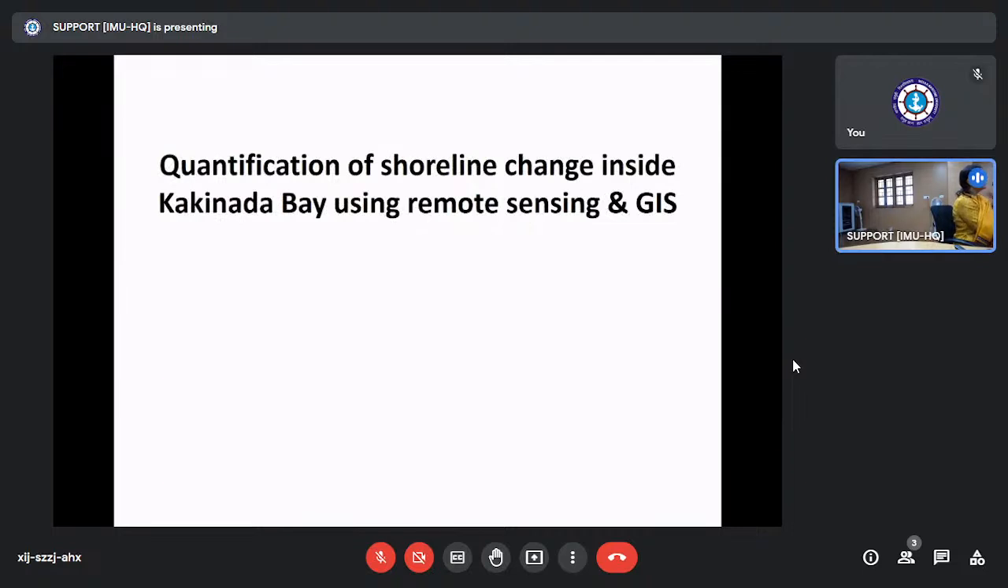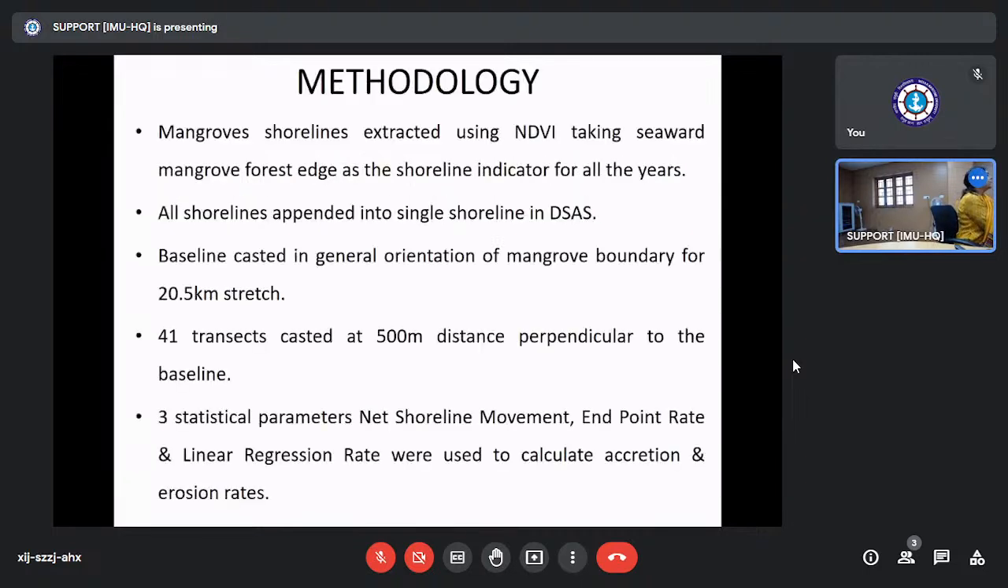So first, I'll start with my first scope of work, that is quantification of shoreline changes inside Kakinada Bay using remote sensing and GIS. Since the shoreline of Kakinada Bay is predominantly the Coringa mangroves, the mangrove shoreline was delineated using the remote sensing images, for which NDVI was taken as the mangrove seaward edge, and it was delineated for the years 1977, 1988, 2000, 2006, 2013, and 2019.